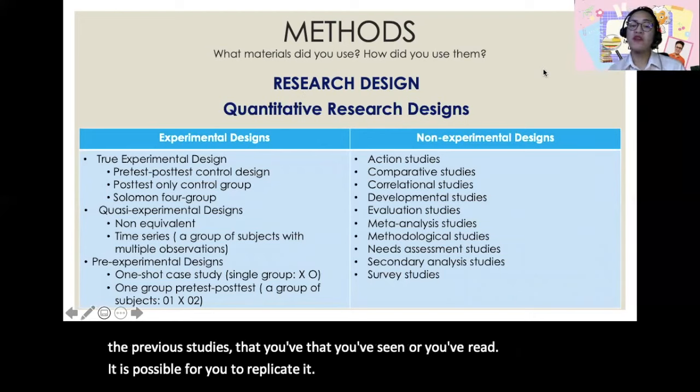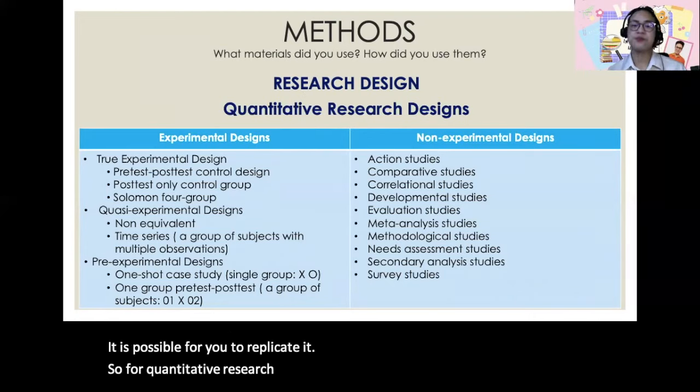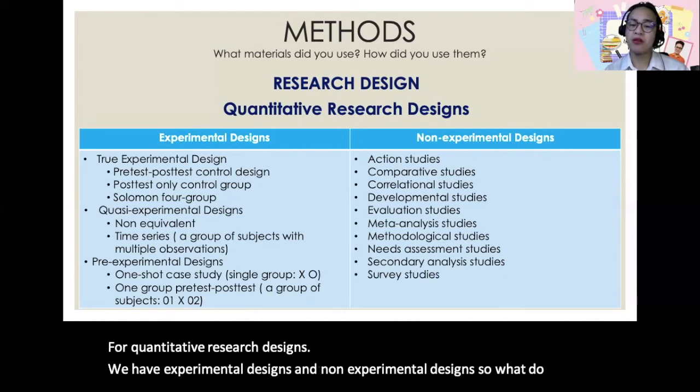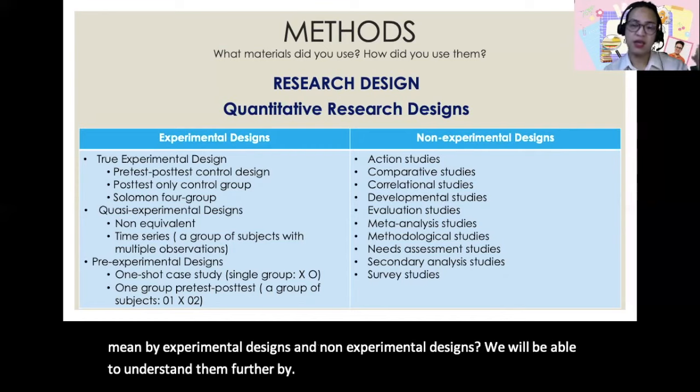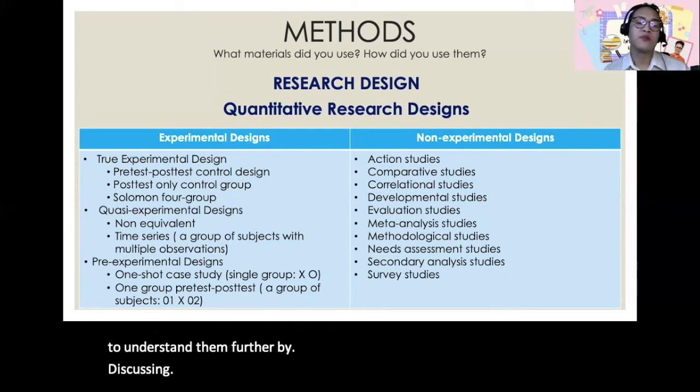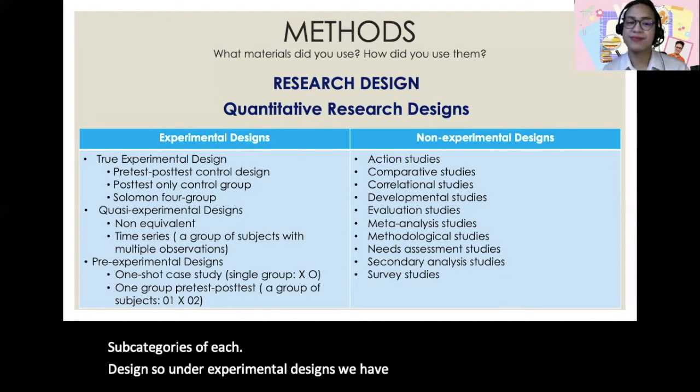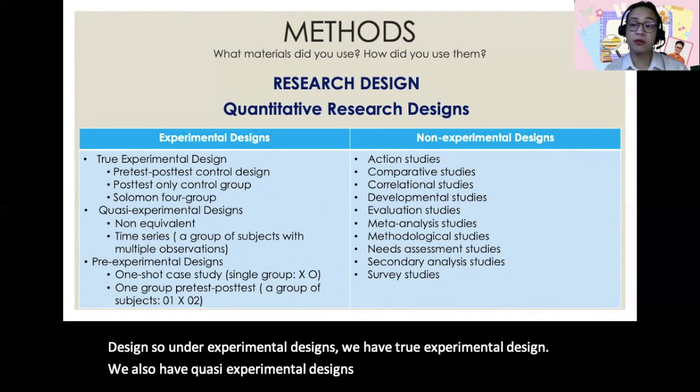So for quantitative research designs, we have experimental designs and non-experimental designs. So what do we mean by experimental designs and non-experimental designs? We will be able to understand them further by discussing the subcategories of each design. So under experimental designs, we have true experimental design. We also have quasi-experimental designs and pre-experimental designs.